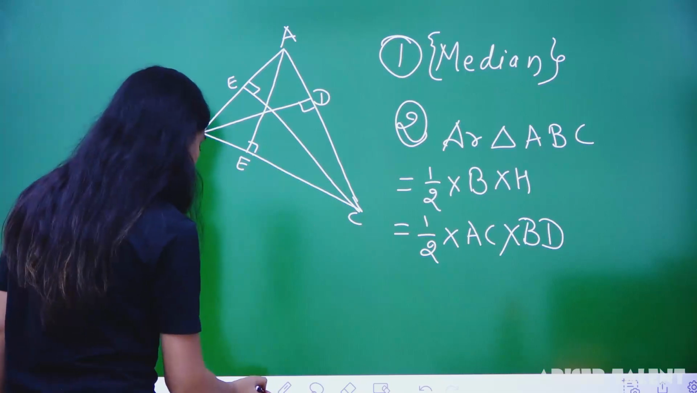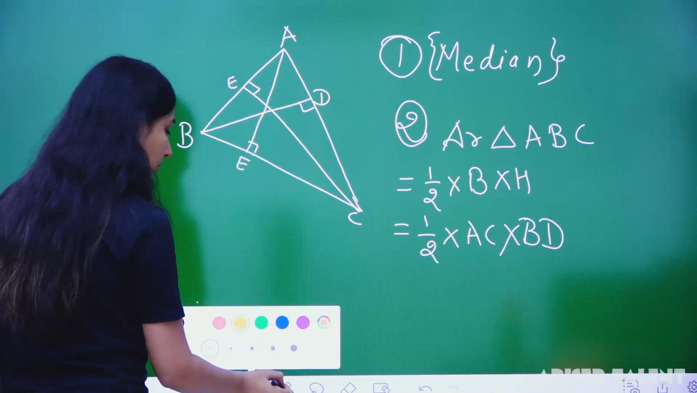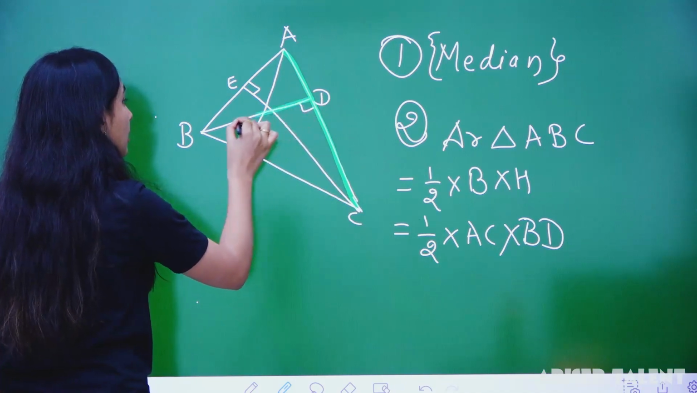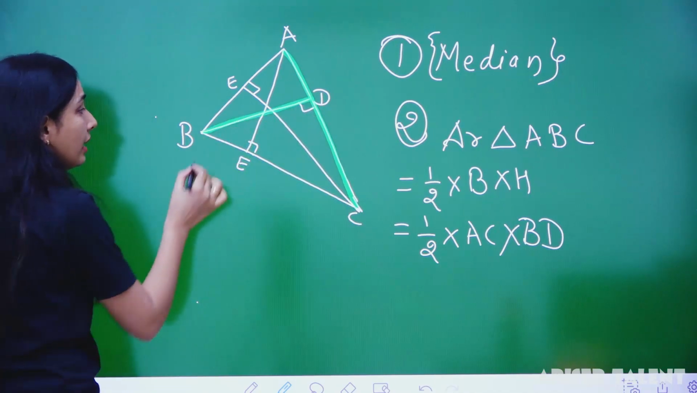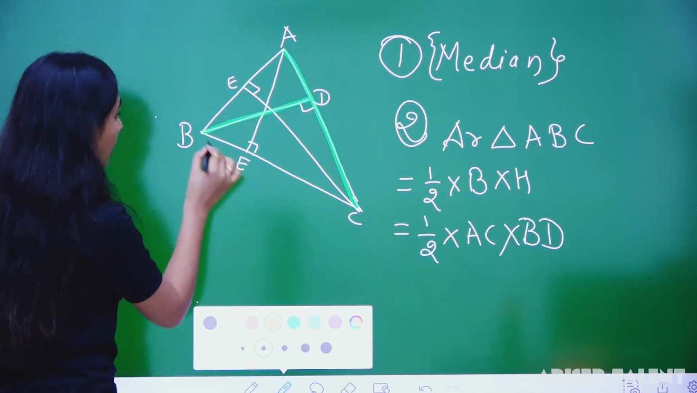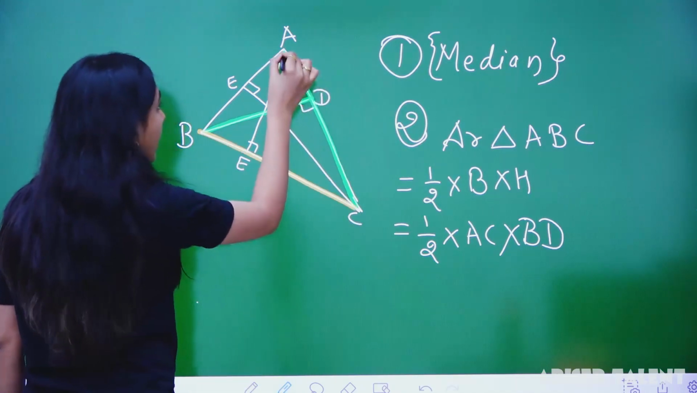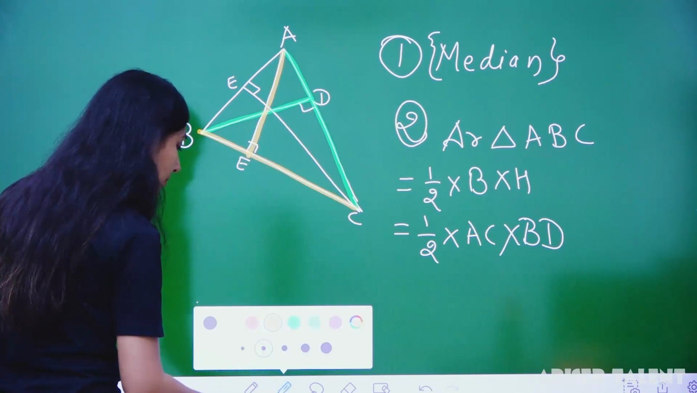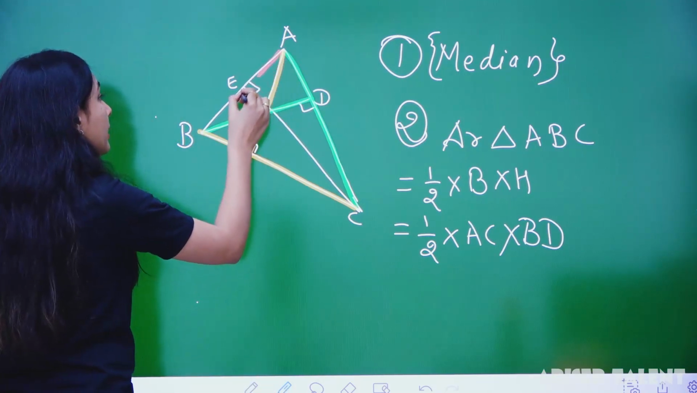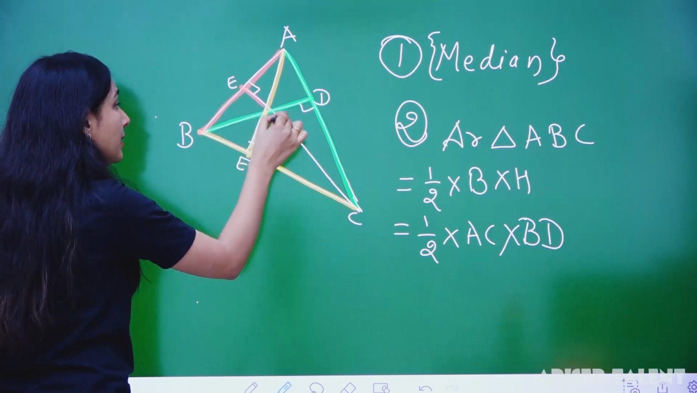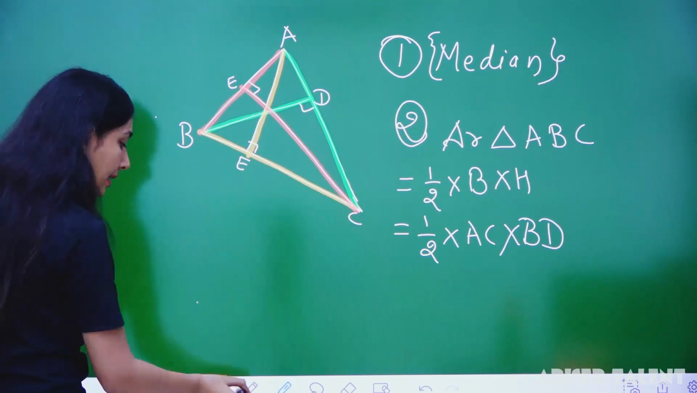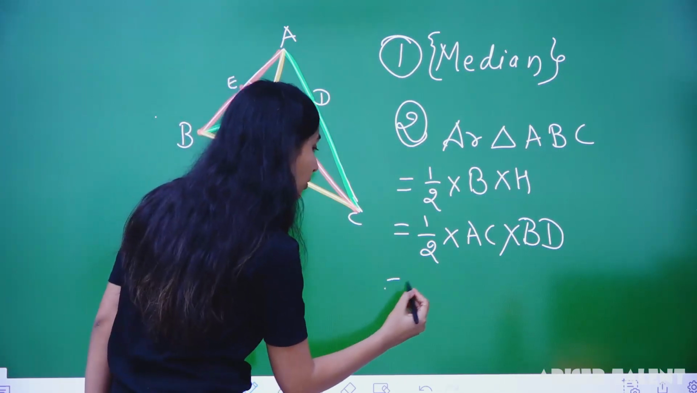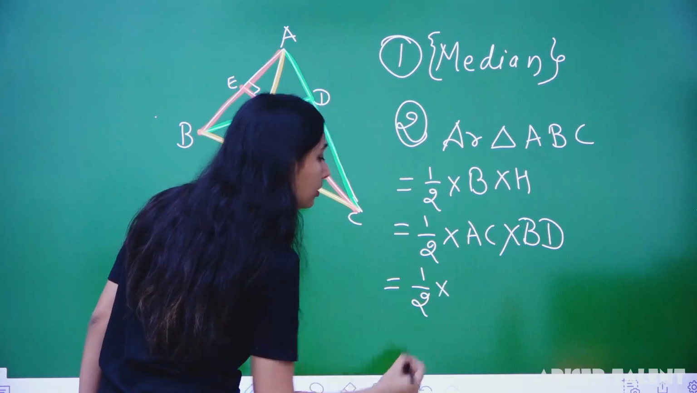Okay, so if I'm taking this base AB, I have to take this as altitude. If I'm going to take BC as base, I'll take AE as altitude. And if I'm going to take AB as base, then I'm going to take EC as altitude. Now, this should be very clear to you guys, okay? No kind of doubts in mind.